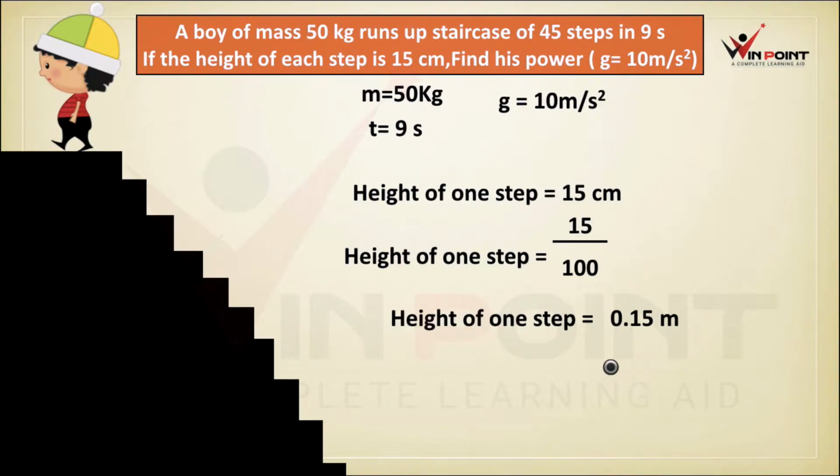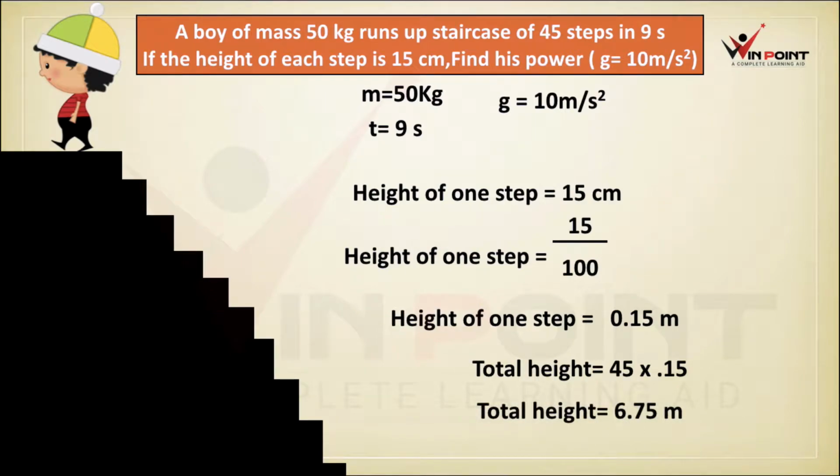Height of one step is 0.15. Then what about 45 steps? Total height is equal to 45 into 0.15, that is 6.75 meter. Now we have mass, time, g and height.